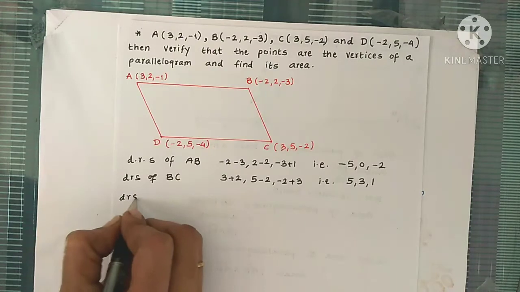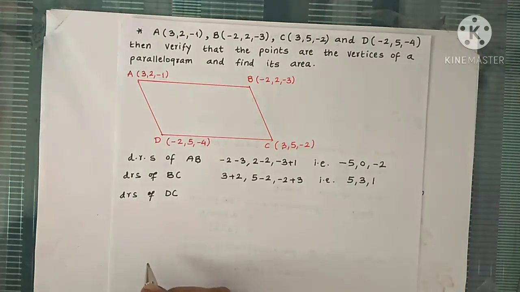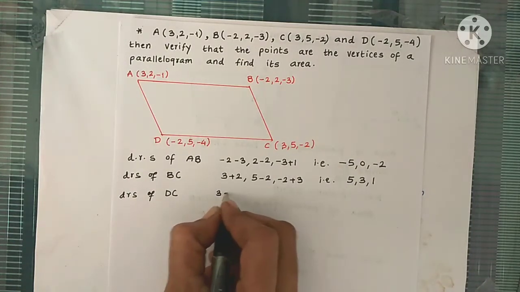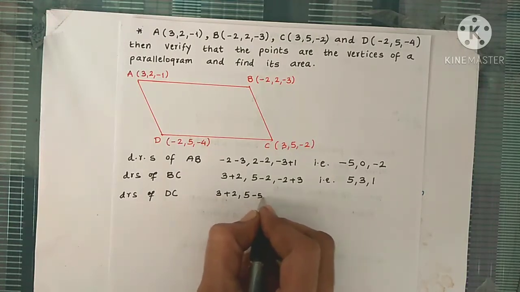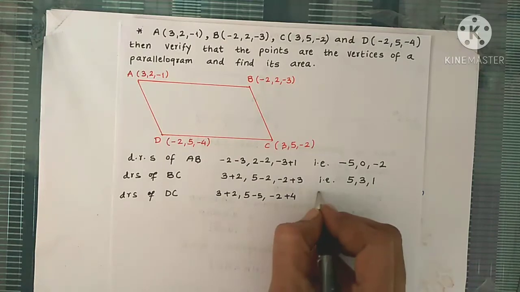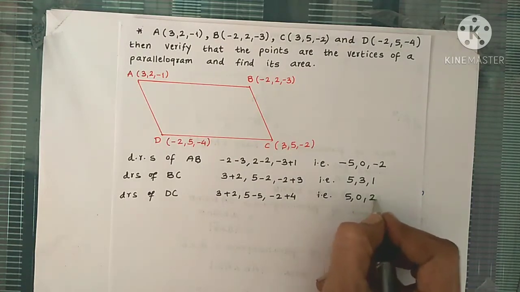Now direction ratios of DC. For DC, it is C bar minus D bar. So 3 minus (-2), so 3 plus 2. 5 minus 5. -2 minus (+4). So that is 5, 0, 2.